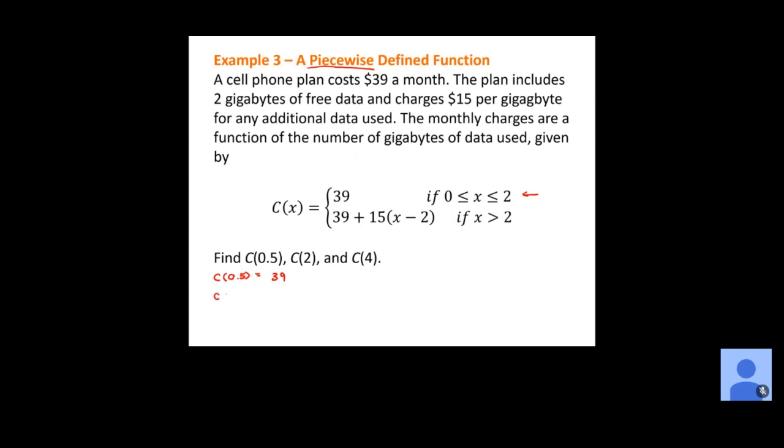Okay. The next one is C of 2. Now, in this case, 2 is equal to 2, right? And so that still tells us that we are using the top piece of our piecewise function because we're not greater than 2 yet, right? We're still between 0 and 2, including 2. And so again, that's still going to be that flat fee of $39. We're still using that top piece, which is just equal to 39.